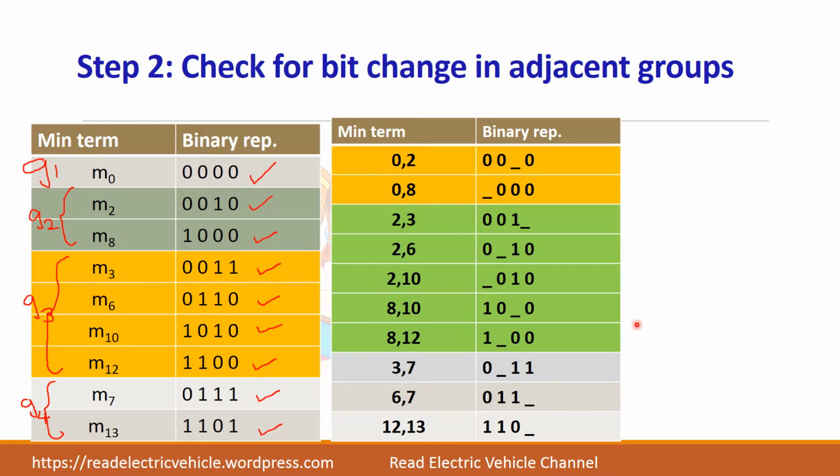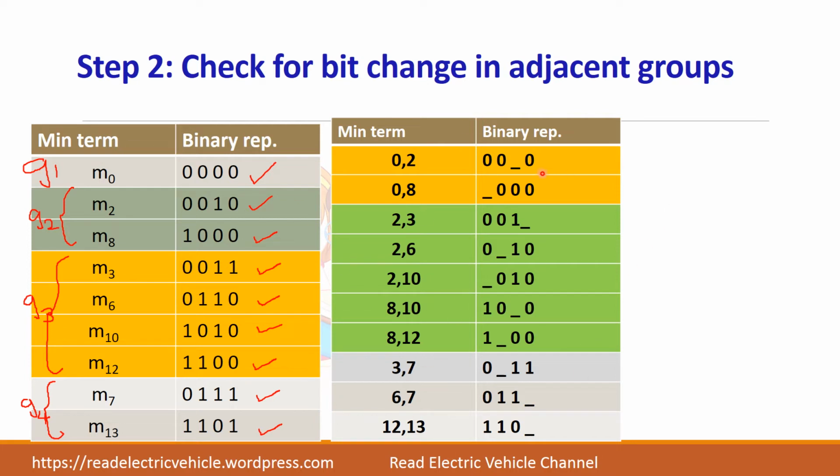Before proceeding to the next one, check whether all the minterms which have come here have been ticked correctly. Don't miss out any tick, because if you miss some ticks, that will come in the final expression. So always check all the minterms have been ticked. Whatever is coming here should be ticked here. So this part is over.